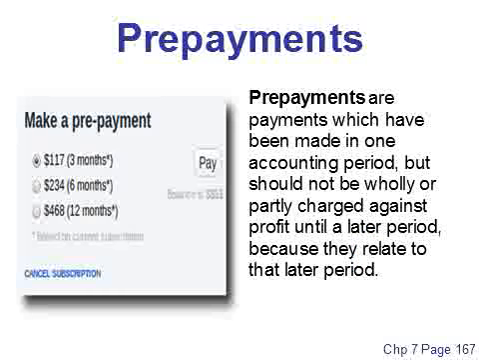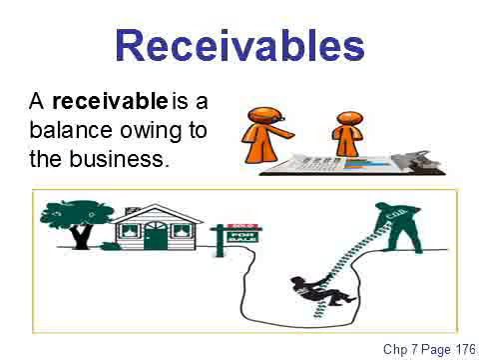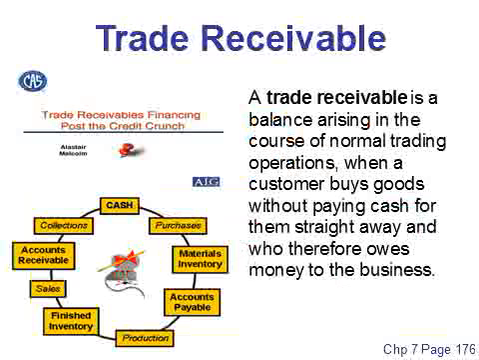Prepayments. Prepayments are payments which have been made in one accounting period, but should not be wholly or partly charged against profit until a later period, because they relate to that later period. Receivable. A receivable is a balance owing to the business. Trade receivable. A trade receivable is a balance arising in the course of normal trading operations, when a customer buys goods without paying cash for them straight away and who therefore owes money to the business.